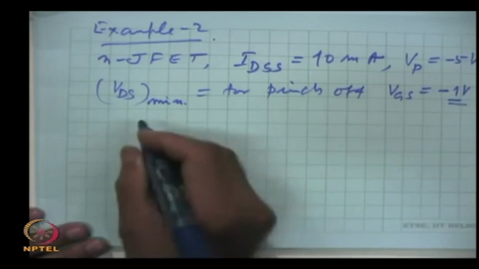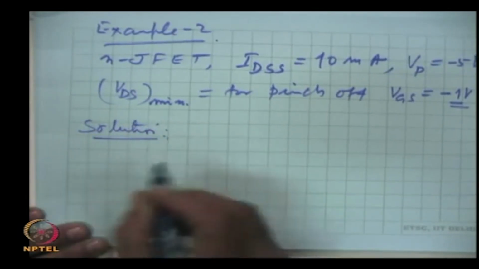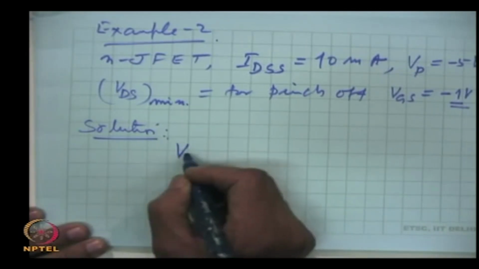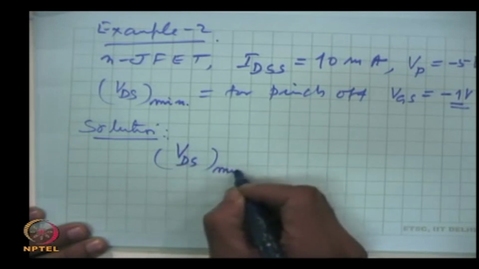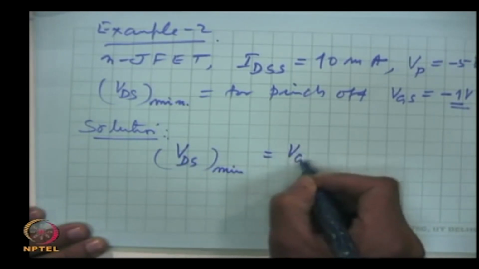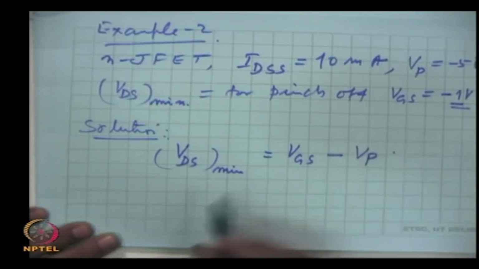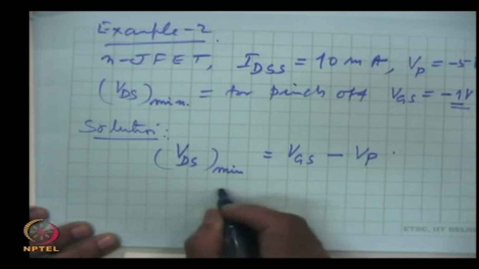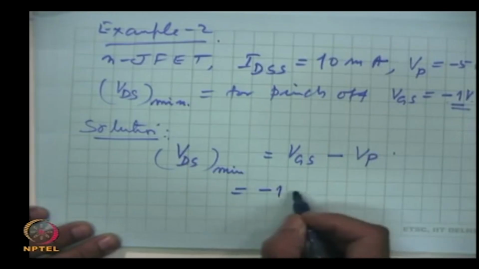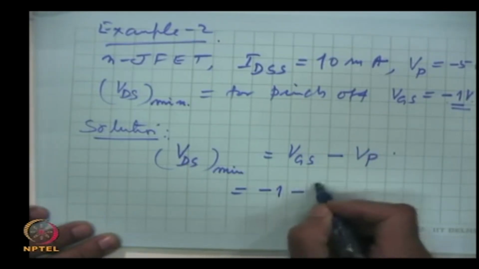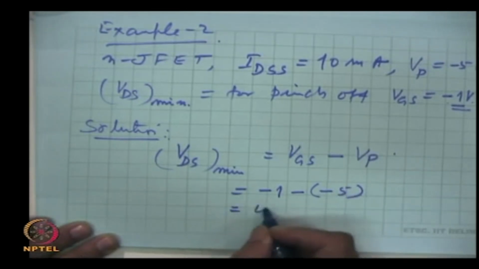So, now the solution, you remember we have written VDS minimum is equal to VGS minus Vp, and so this can be easily found out. This is given as minus 1 volt and this is given as minus 5 volts. So, this is 4 volts.